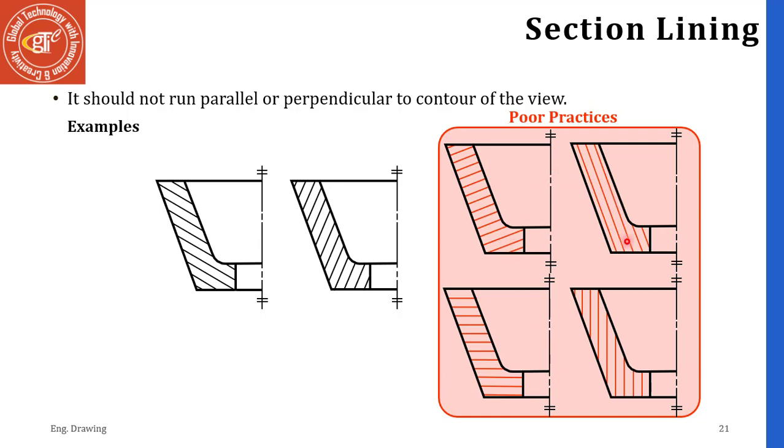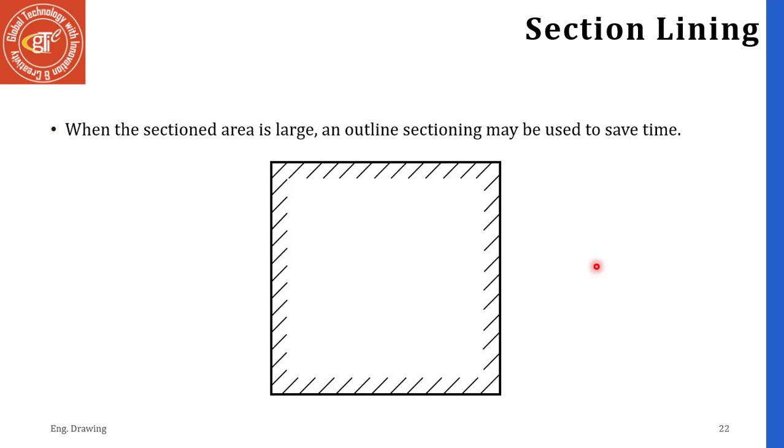So these are the poor practices of section lining and these are the good ones. Here you can see these lines are neither parallel nor perpendicular to the contour. Here also. But here you can see the lines are parallel to the contours and perpendicular to the contours. If the section area is large, an outline sectioning may be used to save time like this. So you can use this if the area is too large.